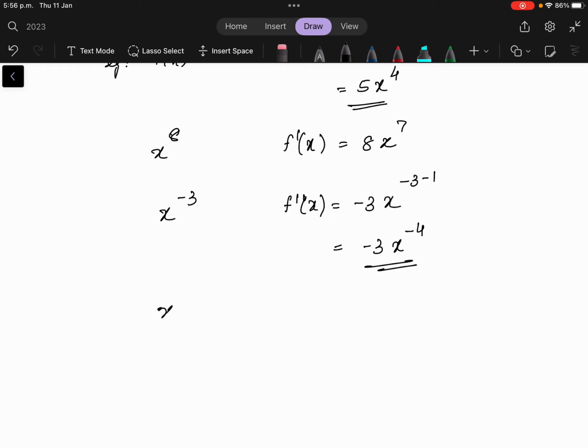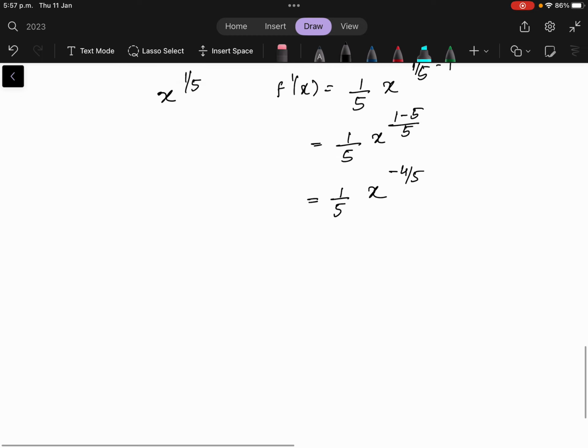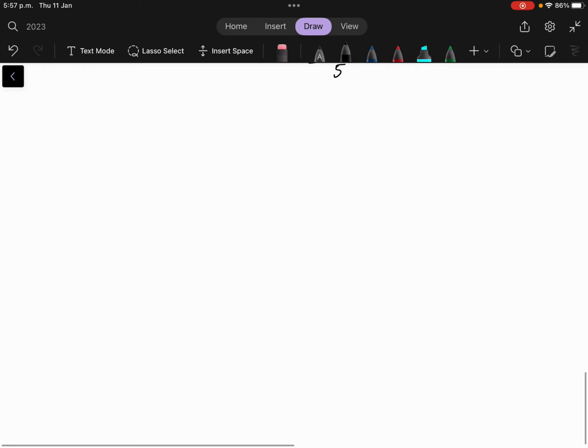If f of x is equal to x to the power of 1 over 5, f dash x will be equal to 1 over 5 x to the power of 1 over 5 minus 1, and then you need to simplify that. It is 1 over 5 x to the power of 1 minus 5 over 5, which is equal to 1 over 5 x to the power of minus 4 over 5, and then you can simplify it. Simplify means putting the negative sign down.